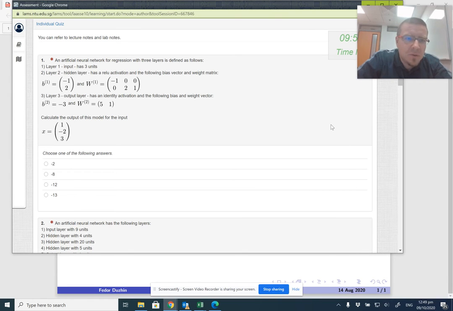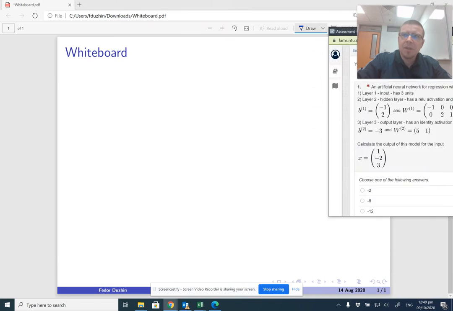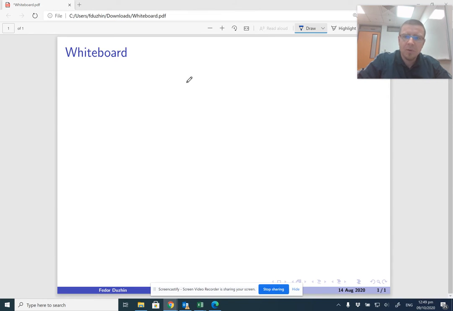An artificial neural network for regression with 3 layers is defined as follows. We have one hidden layer, one output layer, and then we need to calculate the output for the given input. So how do we do this? Let me remove this and get the whiteboard. My layer 1 is input. My layer 2 is the hidden layer.